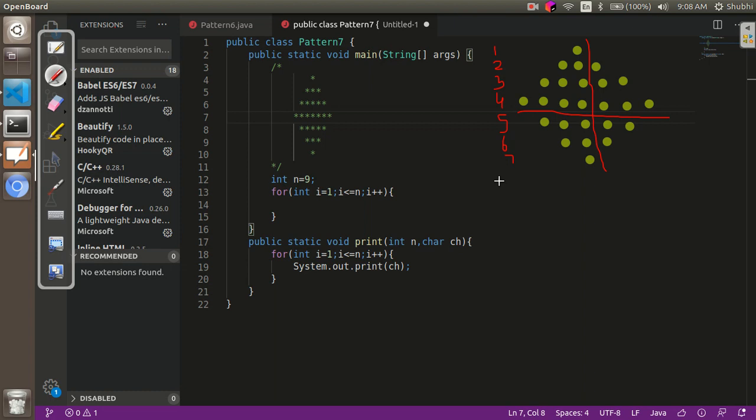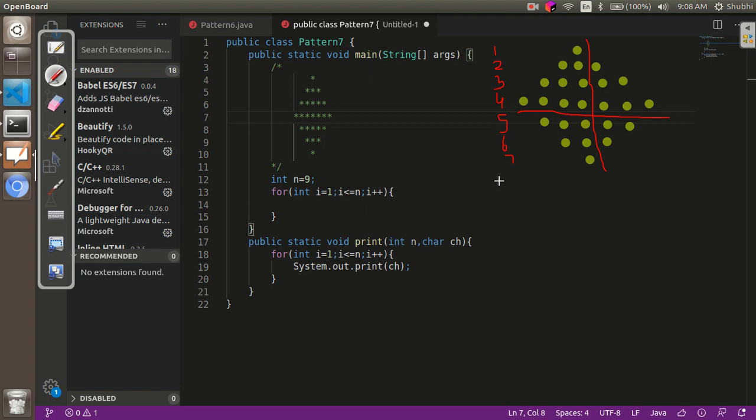So in the series of pattern printing, this is the next pattern that we are going to print. Now before I get started with this pattern, if you have not seen my previous video, I recommend you first see that so that the understanding of this pattern becomes much easier. Now let's start with the pattern.